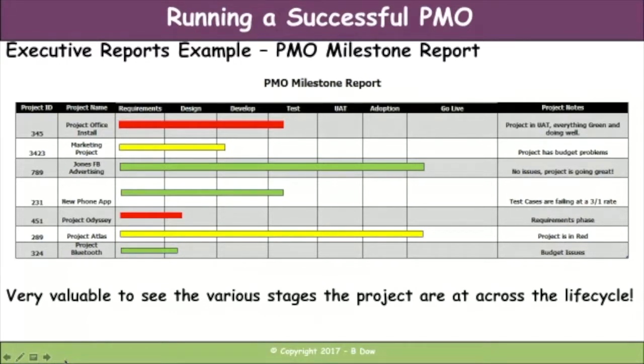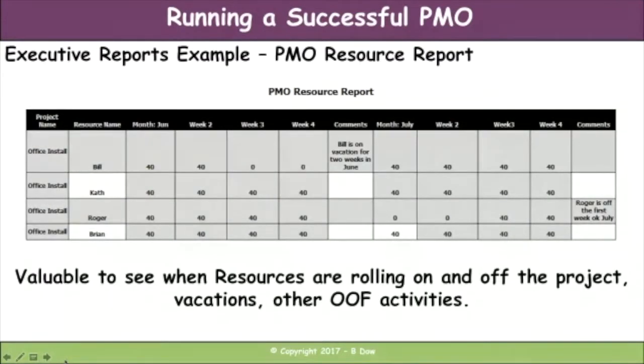Okay. The next is a resource report. Now, depending if your PMO is full of resources, meaning contractors, vendors, suppliers, or even staff as well. But again, a resource report is another report that executives will want to know. When are they rolling on? When are they rolling off? What are some out of the office activities? Bill's on vacation, Roger's off, right? If these are contractors and they're costing, and you've got some budgeting issues or you've got some concerns around budget, a PMO resource when people are rolling on and rolling off is another very valuable executive report.